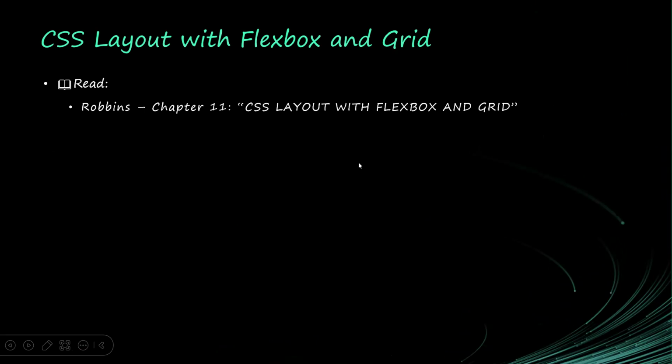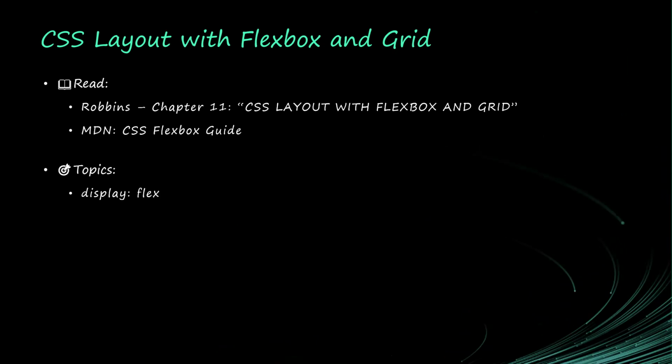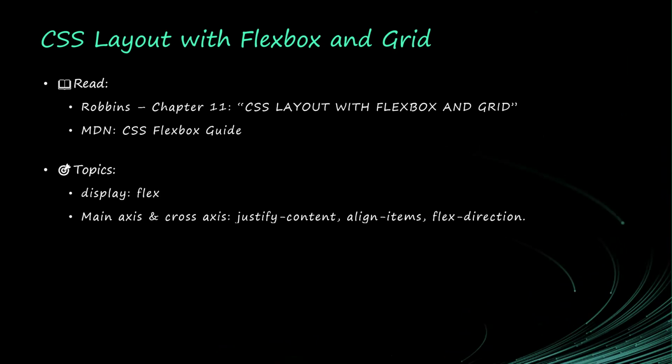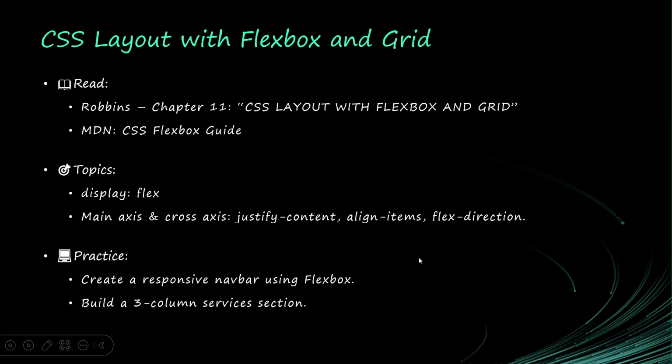So you'll be reading the Robbins, chapter 11. And then you can also take a look at the MDN CSS Flexbox guide. It will be talking about display. We'll be talking about the main axis and the cross axis, justifying content, aligning elements, and flex direction. We'll also be talking about the grid system, and how we can actually create a very amazing layout using the grid system. You create a responsive nav bar using Flexbox, and you also build a three-column service section. So this is going to be your assignment.